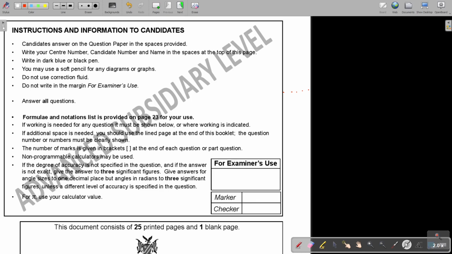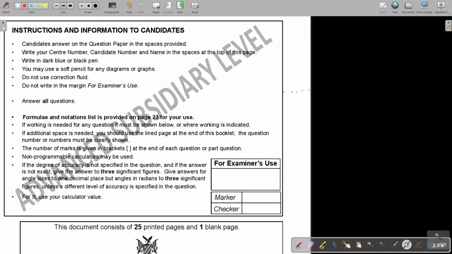The number of marks is given in brackets at the end of each question or part question. It stands at the end. So it also gives you an indication of how much working will be needed. Non-programmable calculators may be used. So make sure that you have the correct calculator, or otherwise just check with your teacher beforehand.